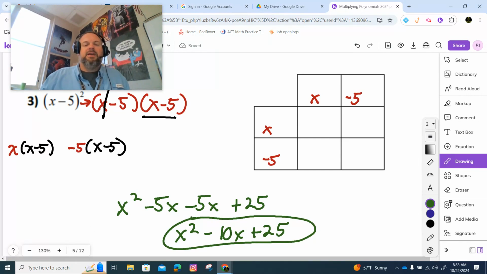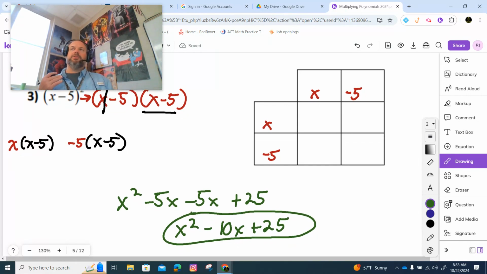All right. On top is what you should have got for your terms. What's circled is what you should have got for your final answer. Okay?